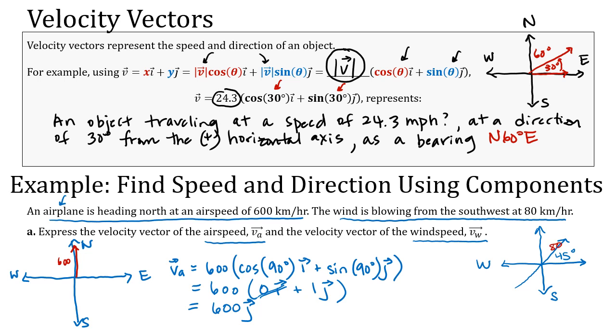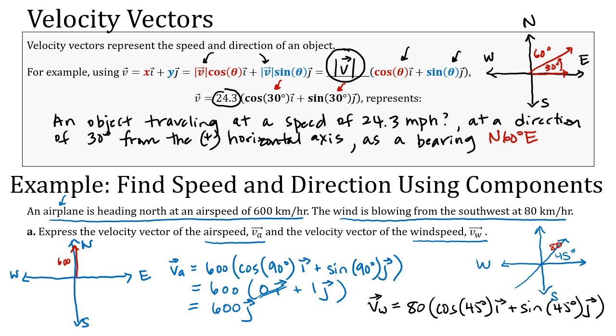So I'm going to say that vector v sub w is equal to, actually let me erase this and put it up one, because I'm going to want to actually calculate what that is, and I'll use black to distinguish it. So I'm going to say vector v sub w is equal to 80 times the cosine of 45 degrees i plus the sine of 45 degrees j.